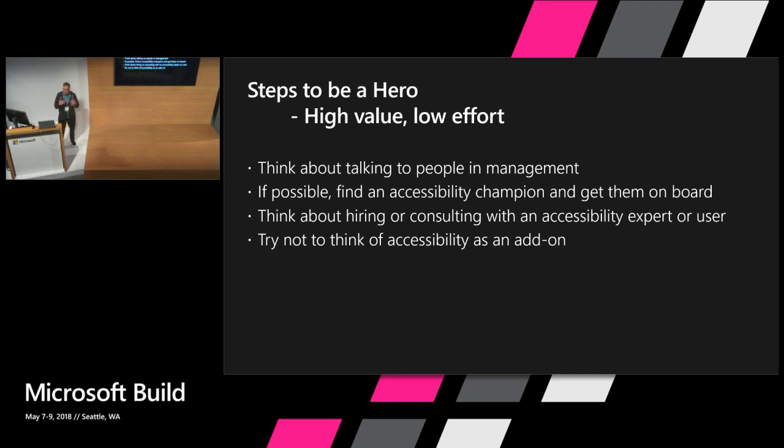If possible, find an accessibility champion and get them on board. Somebody that loves accessibility. Get them on board that will help drive accessibility within your organization. Help drive the different product groups. Make them be accountable for their applications as they're designing them. Think about hiring or consulting with an accessibility expert or user. Get somebody that knows the technology and can help you better create accessible applications as you design.